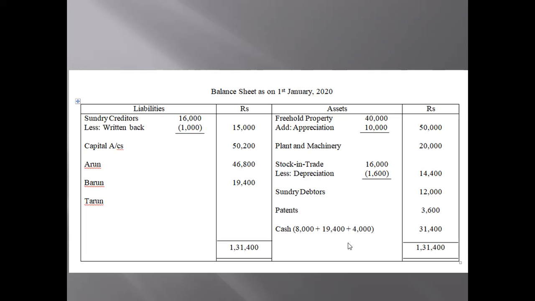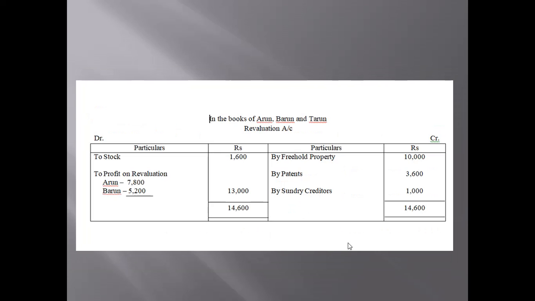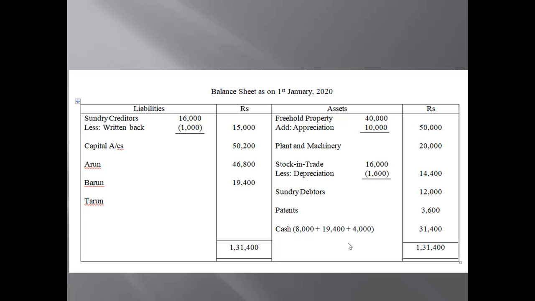But look at the revaluation account once. What is there in the revaluation account? Now search for freehold property. You're looking at the asset side of the balance sheet, so you have to look at both the debit side and the credit side. If it is on the credit side, it means plus. If it is on the debit side, minus. Credit side plus, debit side minus. Now freehold property is on the credit side, which means it is plus. So 40,000 plus 10,000, which means your freehold property is being appreciated. So write the amount 50,000.